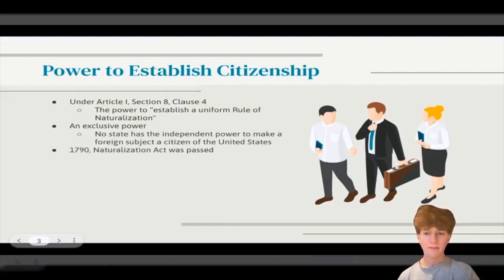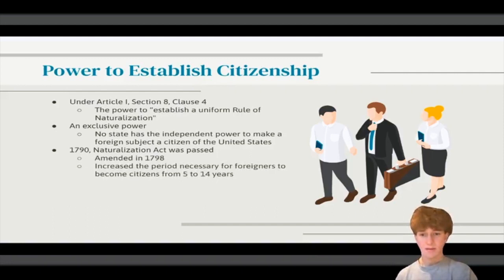In 1790, basically, the Naturalization Act first passed and this became a power of Congress. But it was amended in 1798, and it increased the period necessary for foreigners, people from other countries, to become citizens from 5 to 14 years. So essentially, you had to spend that much time in the U.S. before you could become a citizen.